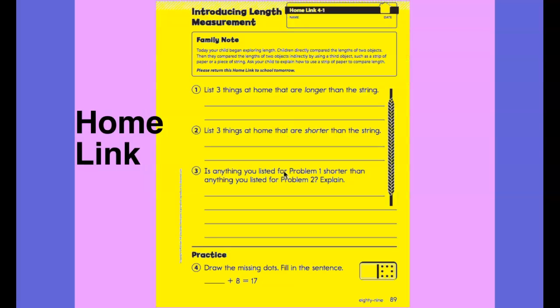And then as an optional activity is the home link. So this will be on a separate activity on Seesaw, but it will be optional. This is just more about the length. So you can list 3 things at home that are longer than string. You're just going to find a piece of string, and that's what you're going to use to measure. List 3 things at home that are shorter. And then is there anything listed for problem 1 shorter than anything listed for problem 2? And then fill in the missing dots. So that will be your optional page.